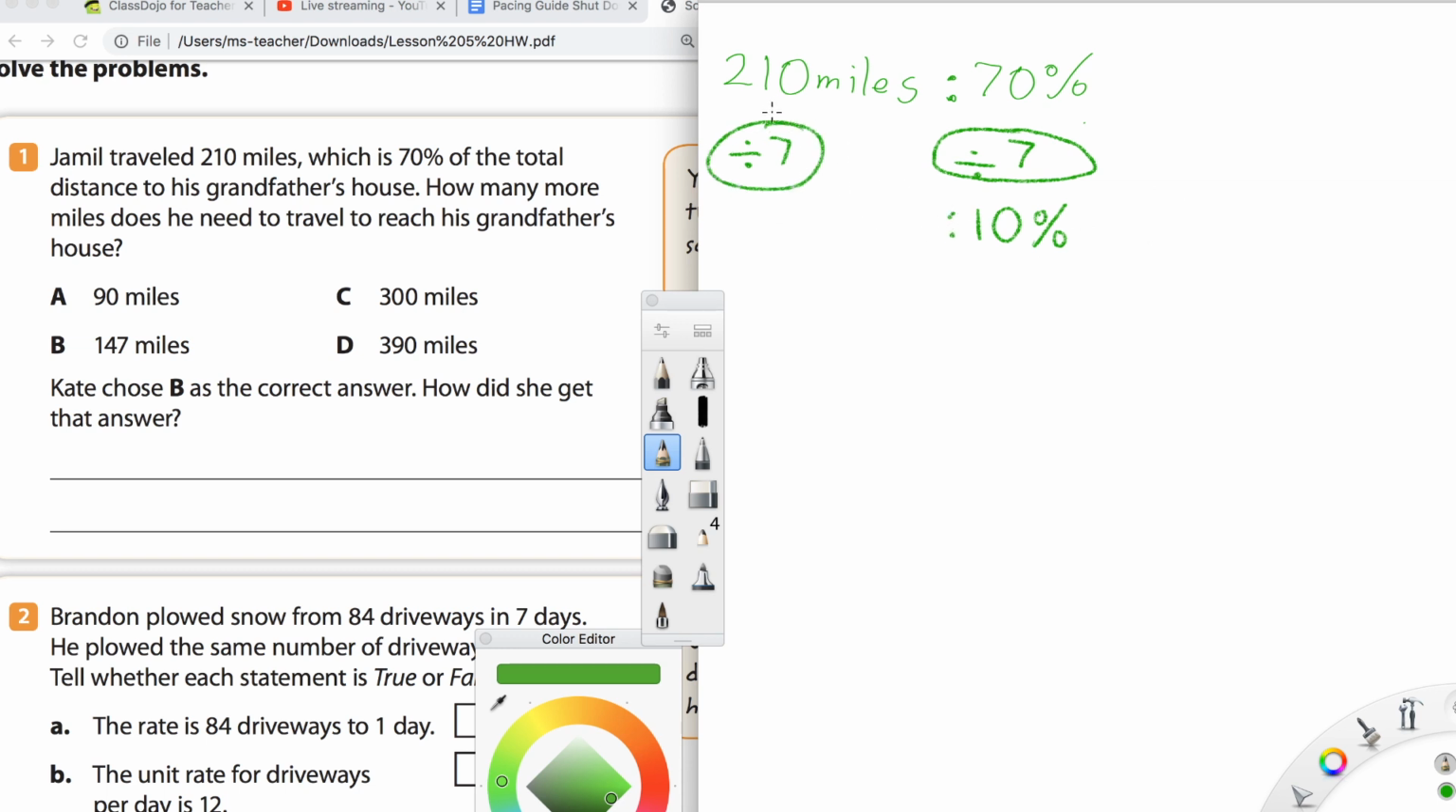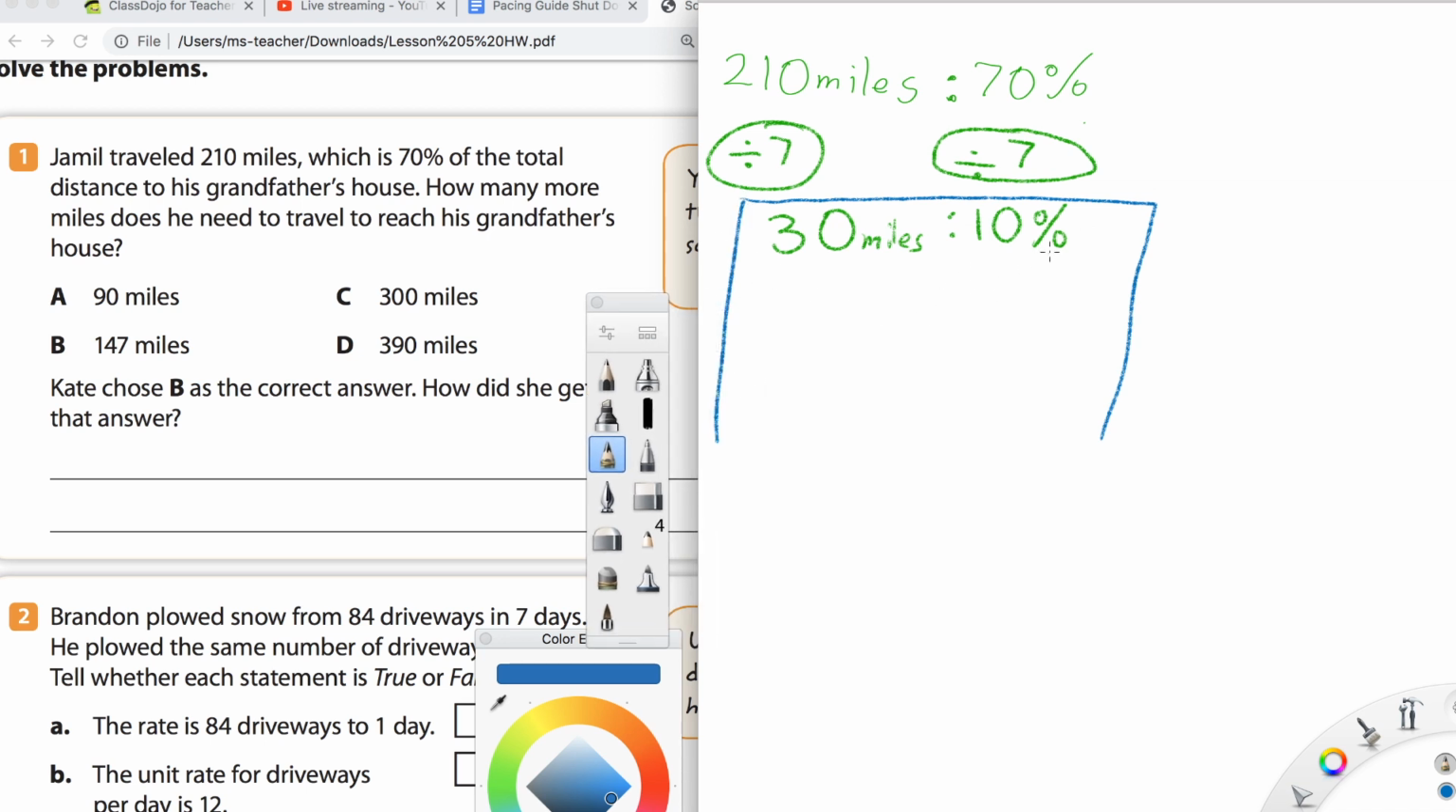Over here, if you don't know how to do 210 divided by 7, then do 21 divided by 7. If you can't do that, 7 times what equals 21? 7 times 3 equals 21. Then we just add the 0. That would be 30 miles, which is 10%. Now that we have this, I can make the 10% into 100%.